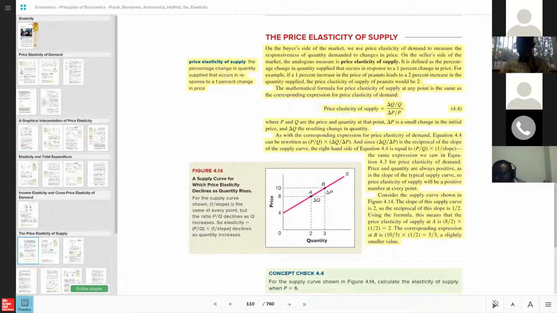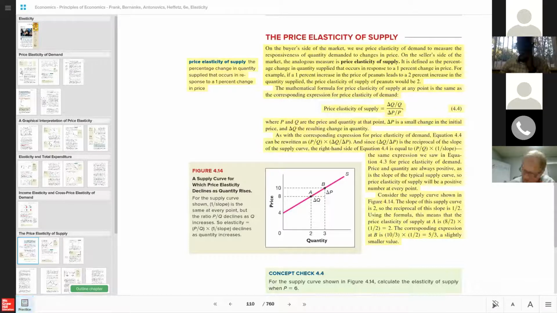The change in quantity, we all agree, is 1. The change in quantity is from 2 to 3. That is 1. Over the original quantity. The original quantity is 2. So what do we get on top? A half. You get a half. Am I right?